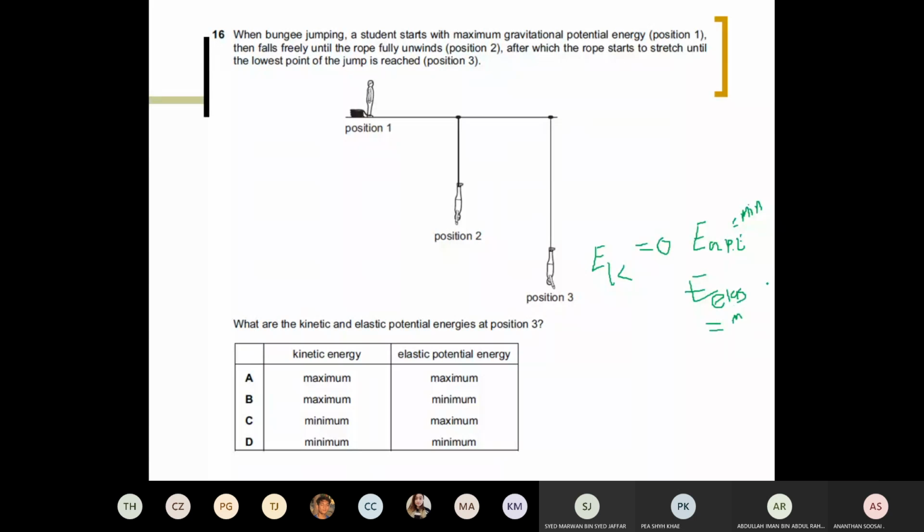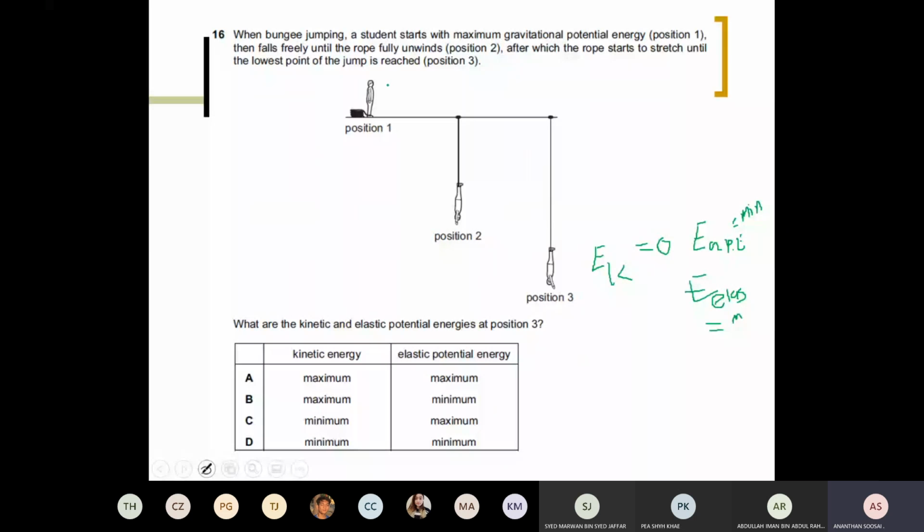Many of you say C. Yeah, C. So everyone agrees. Good, everyone goes to the same common answer. Elastic potential energy is maximum. Kinetic energy is minimum, or in other words, kinetic energy is zero. So the answer should be C.